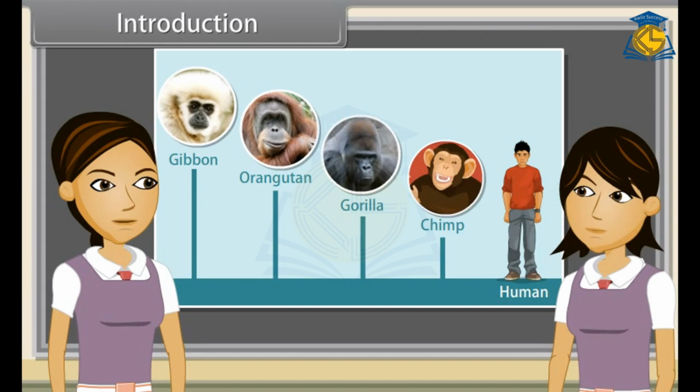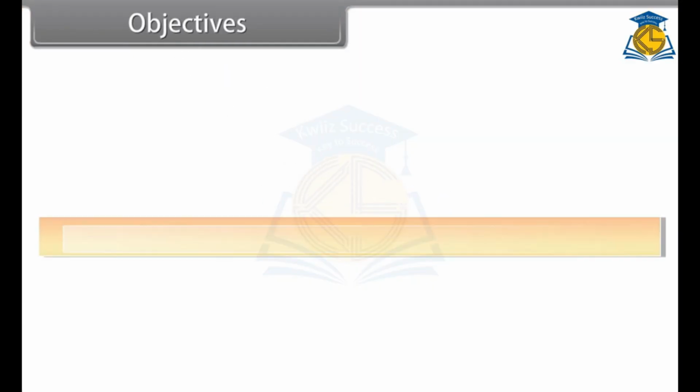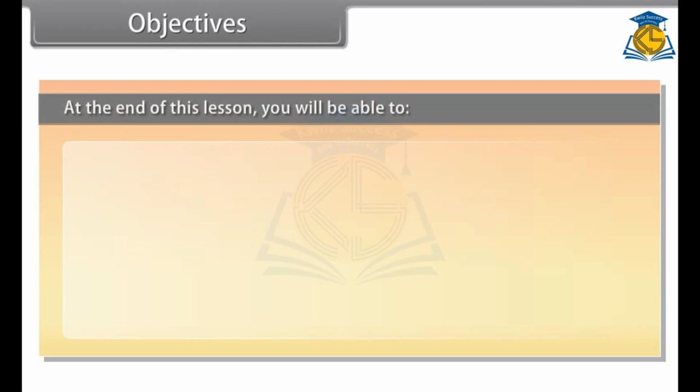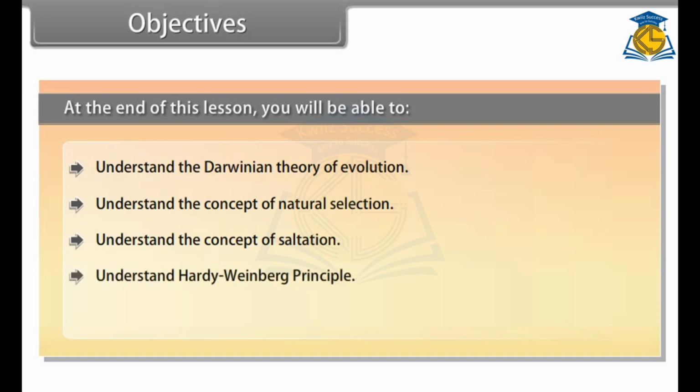Yes, let me explain to you in detail how various life forms were evolved on the earth, one after the other. Objectives. At the end of this lesson, you will be able to understand the Darwinian theory of evolution, understand the concept of natural selection, understand the concept of saltation, understand Hardy-Weinberg principle, know the various ancestors of Homo sapiens.